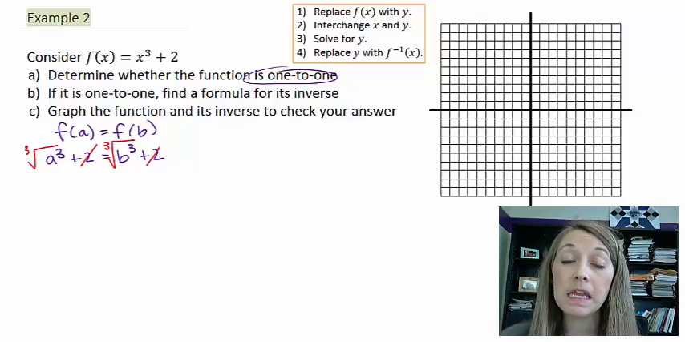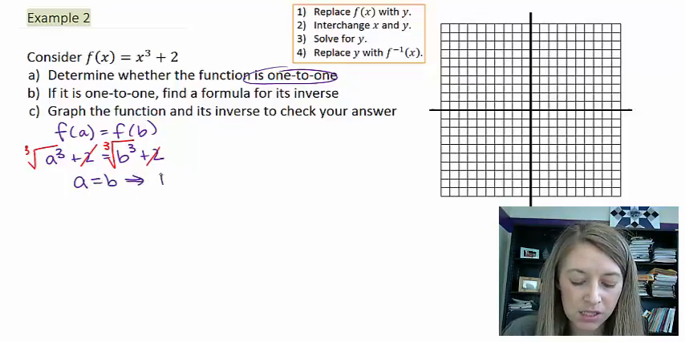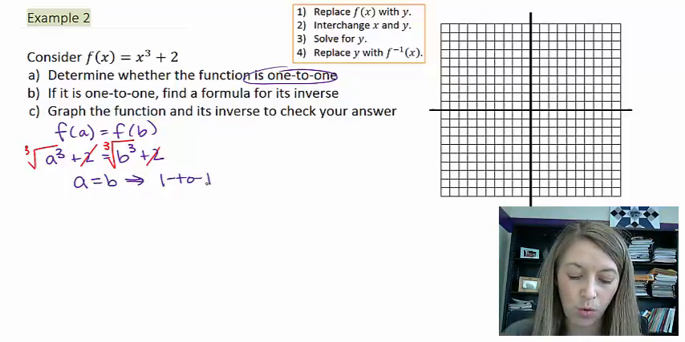Remember, if you take an even root, then you have to insert a plus or minus, and so that would change the outcome of this. But cube roots, no big deal. And so that tells me that a is equal to b. So that proves that this function is one-to-one.